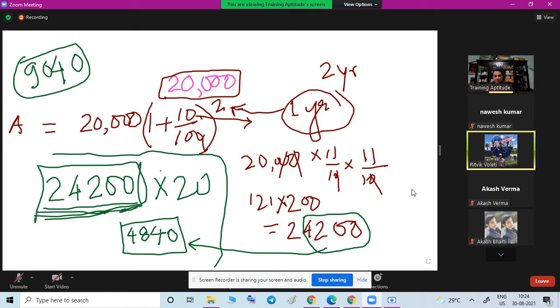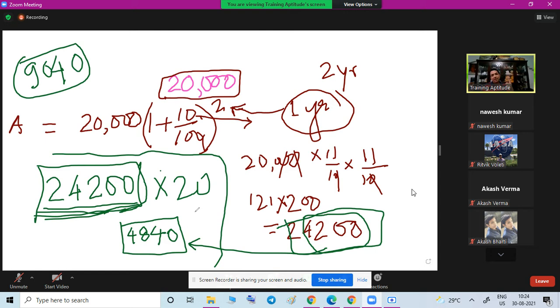Sir, yes, please. Sir, I have understood, still 24200 the first year. Afterwards, what we have done, sir? So this becomes your new principal. Now, for the first 1 year, compound interest and simple interest do not change. So my interest earned will be 20% of this money in the second year. So interest earned is 4,840. So the total interest earned will be the sum total of the two.